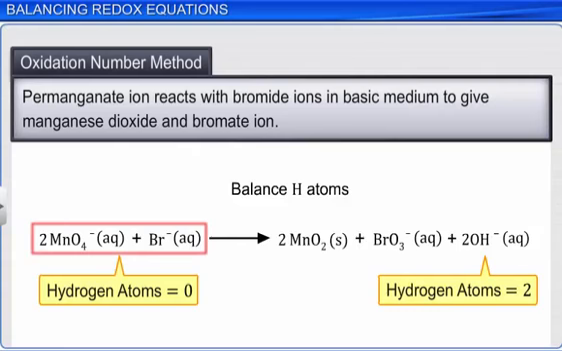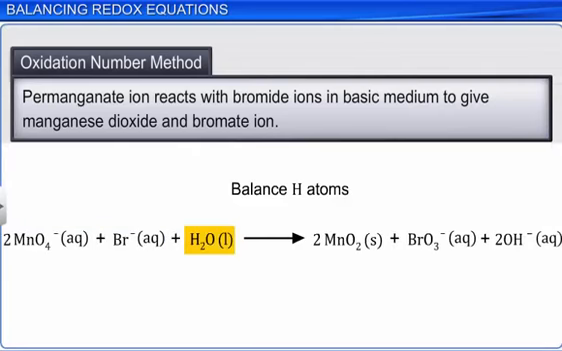Hence, add 1 water molecule on the left-hand side to balance the hydrogen atoms. Now, also check the oxygen atoms. If the numbers of oxygen atoms on the reactant and product side are same, then we can say that the equation represents a balanced redox reaction.